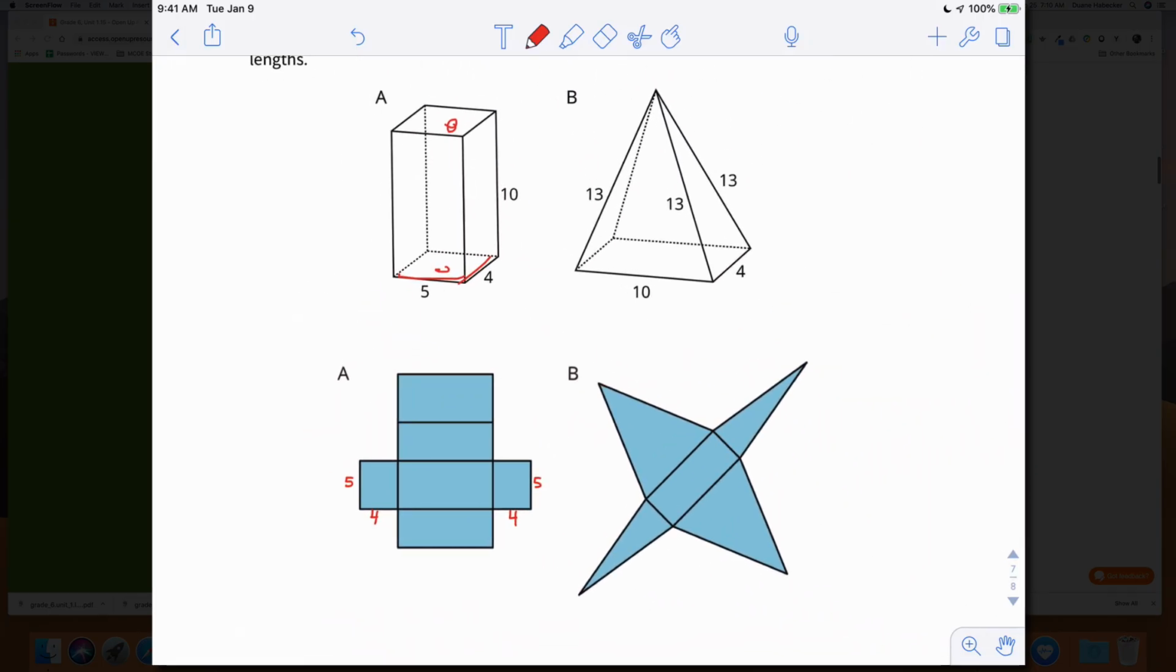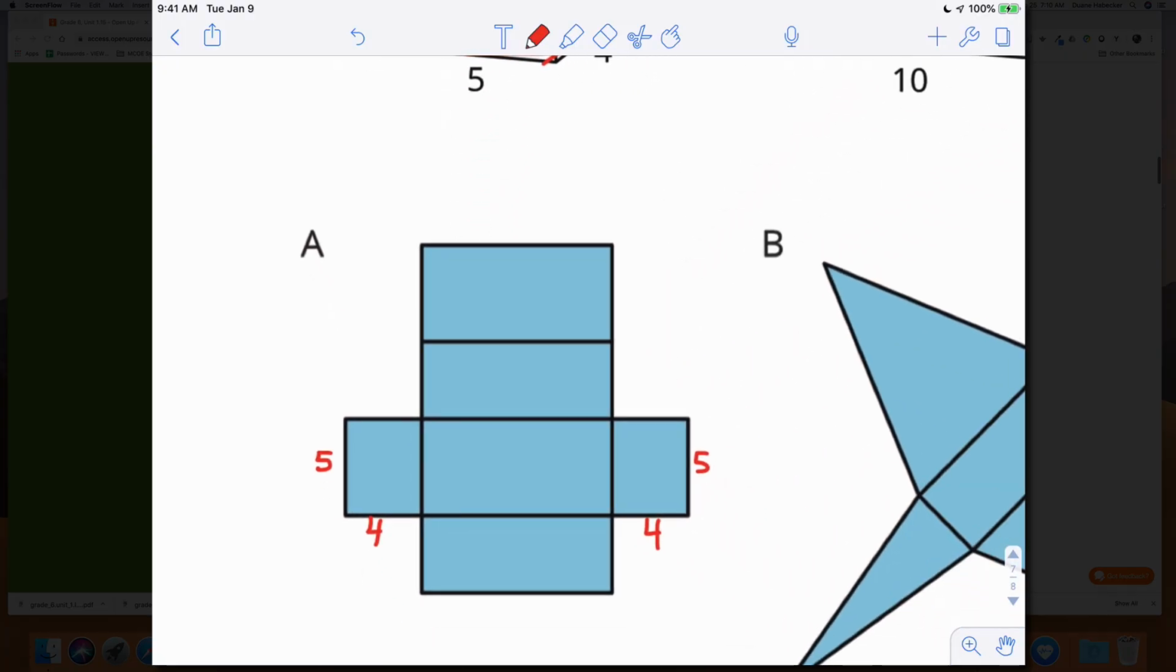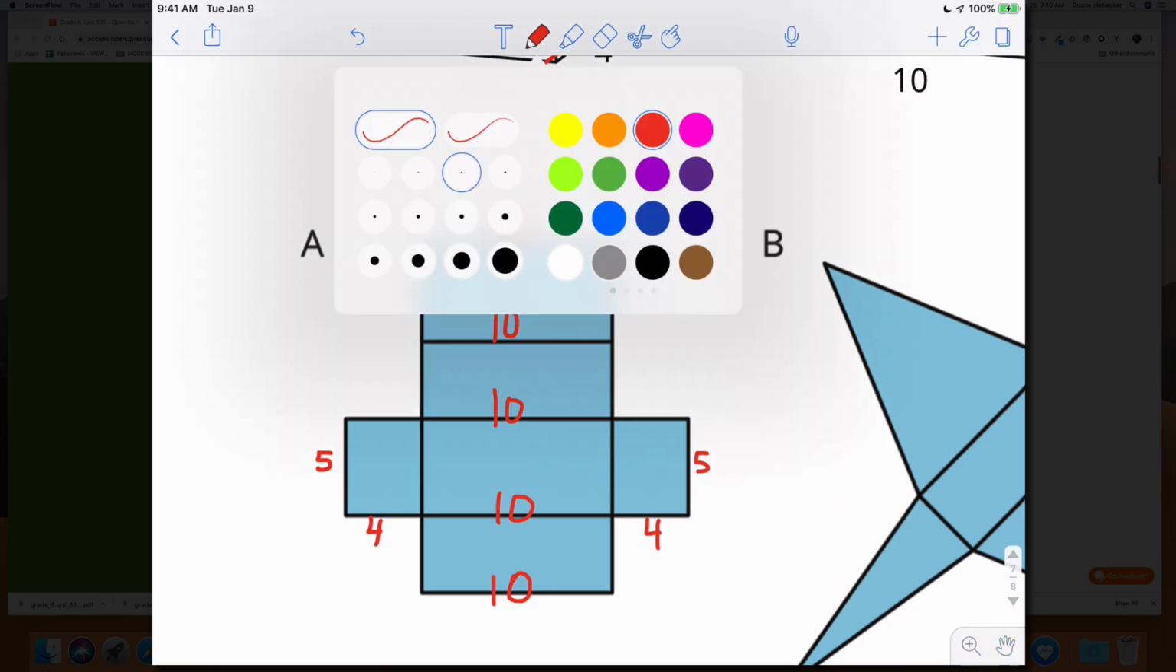All right. And then, I see this length of 10. So where in this net are we going to have a length of 10? Well, we see this length of 10. It's right here. It's right here. It's right here. It's right here. And it's right here. And now we have to label these remaining edges over here. So let's do that. But we know 5 and 4 are our numbers.